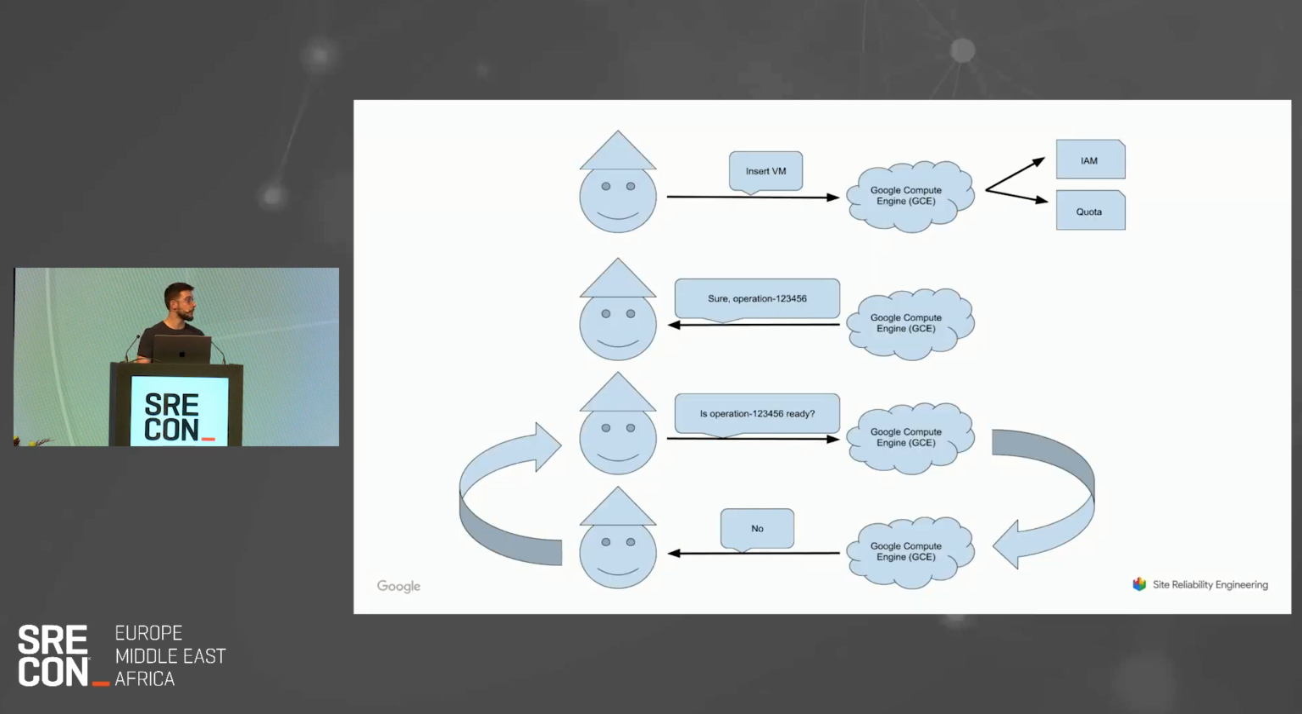Now let's talk about what the control plane does. When a user sends an HTTP request to compute.googleapis.com to create a virtual machine, we first authenticate and authorize that user, verify that they have enough quota, check the status of their billing account, and then at the end, we return an ID for a long-running operation. Now, the user can poll that operation continuously and see its status.